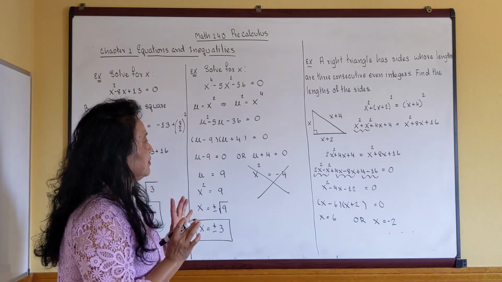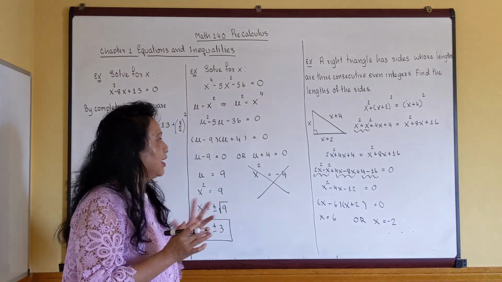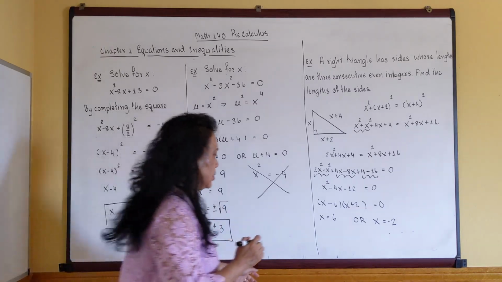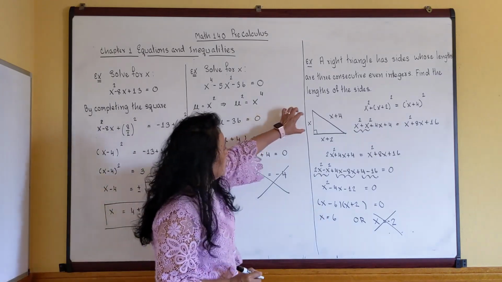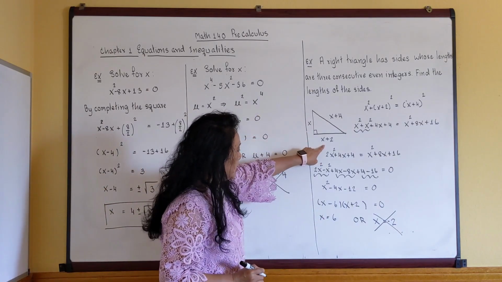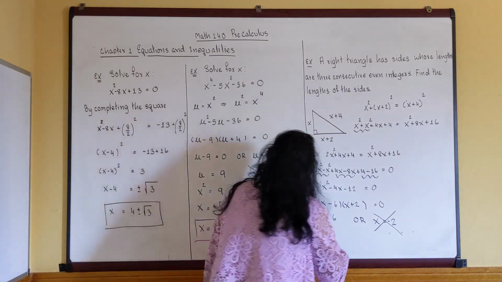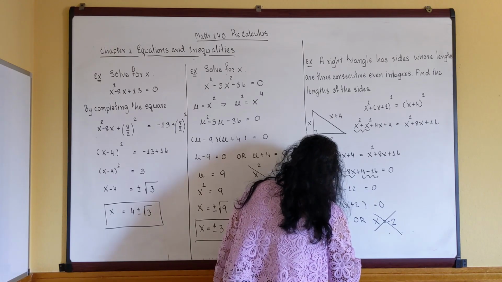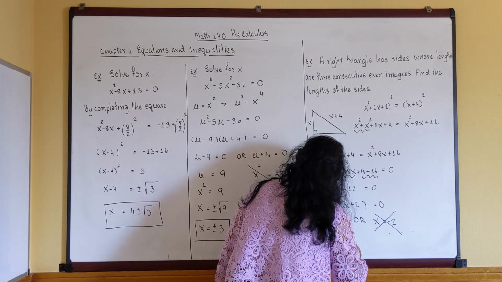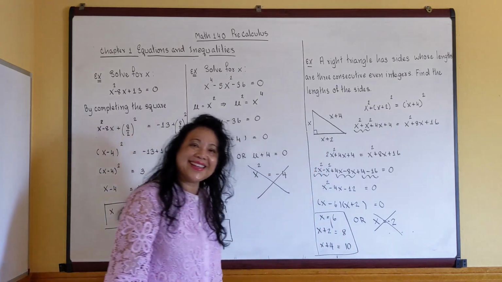Because we're talking about the side of the triangle, it cannot be negative. We cannot have distance negative 2. So this one doesn't work. So it has to be 6. So if this is 6, this has to be 8, and this has to be 10. So x plus 2 is 8, x plus 4 is 10. So the three sides we're talking about are 6, 8, and 10.